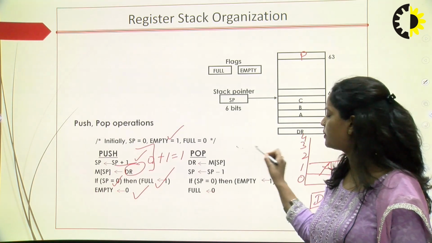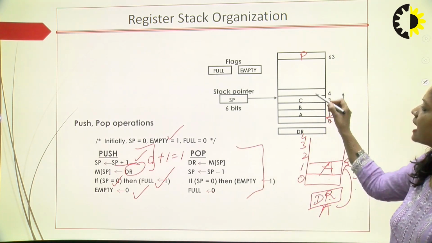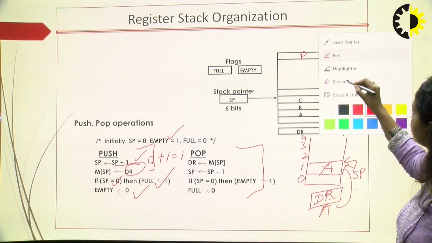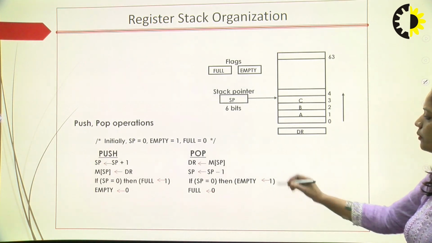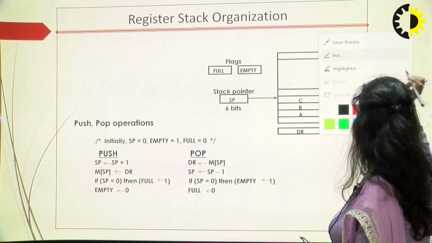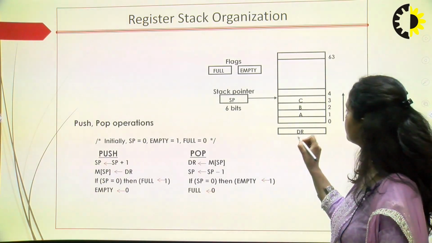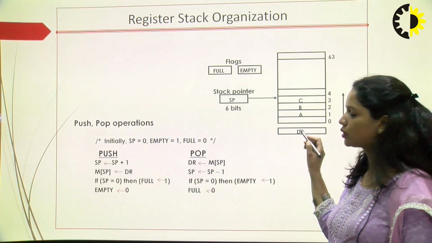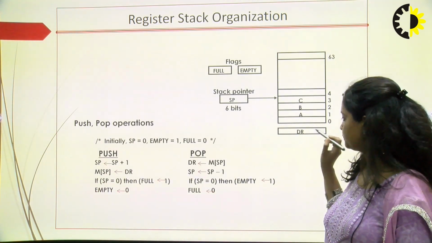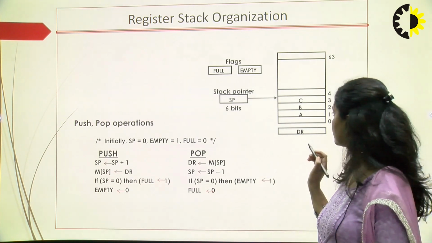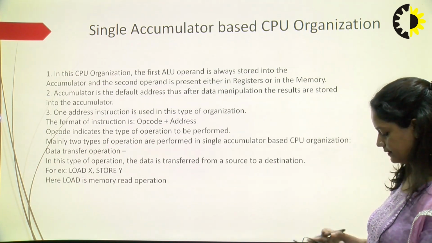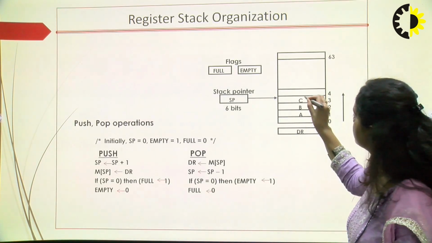Similarly, we have a pop operation. In popping, we have to remove elements from the stack. So let us consider again this example for the popping operation. Before performing the deletion, we have to transfer the content which we are going to delete from the stack into the data register. Where is the stack pointer currently pointing? Let us assume that we have to delete this C from the stack.